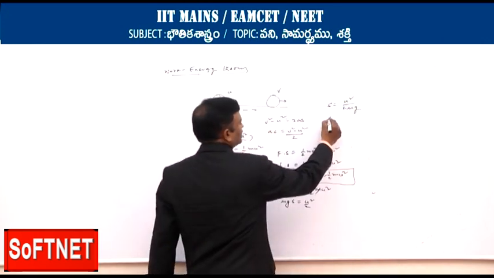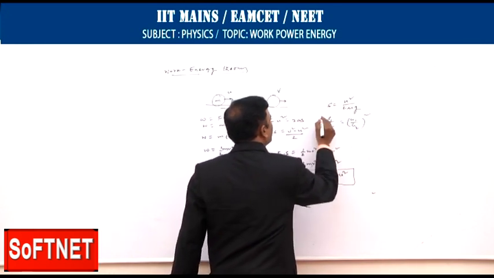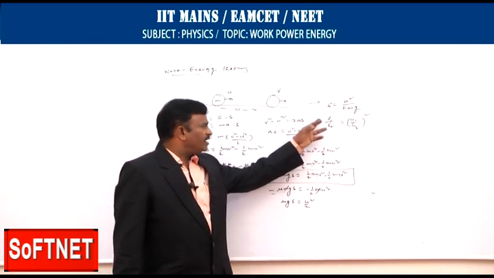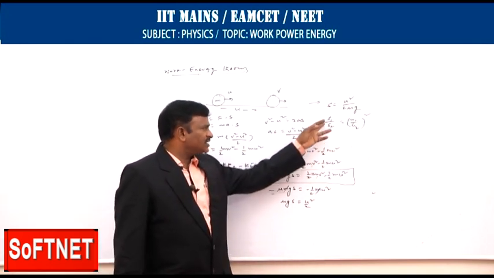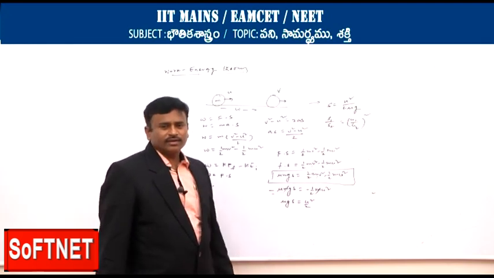Therefore s1 by s2 is equal to (u1 by u2) whole square. For the comparison of two bodies moving with different velocities, the ratio of the distances can be taken as s1 by s2 is equal to (u1 by u2) whole square, right.